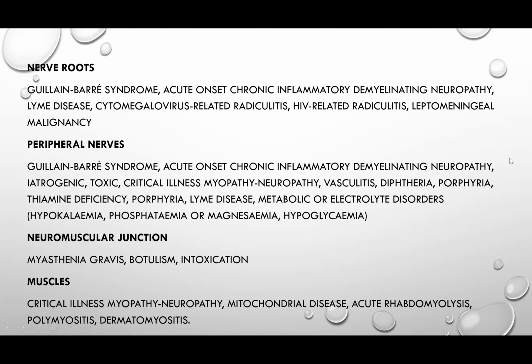So depending on the various areas where the nervous system can be involved, there are different differential diagnoses. If you have features of peripheral nerve involvement, this is the differential. If you have features suggestive of muscle weakness, this is the differential. If there is a radicular picture, this is the differential diagnosis. That's what they are saying.